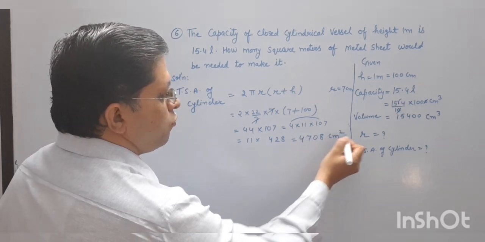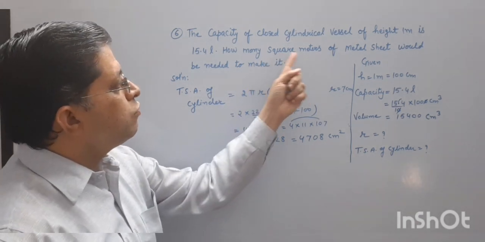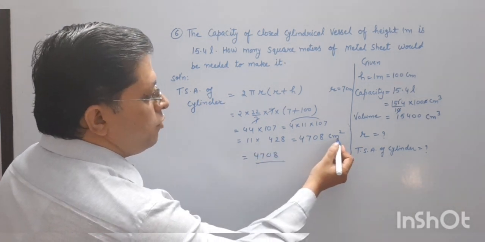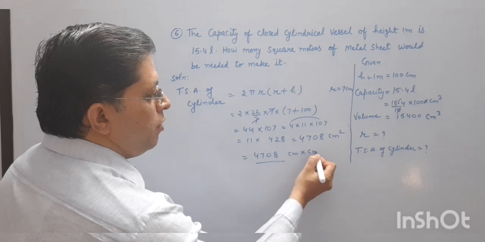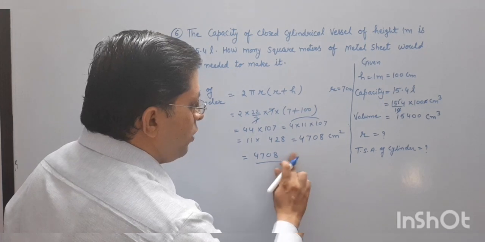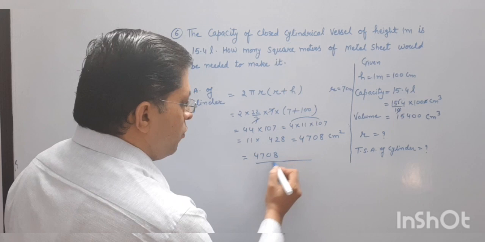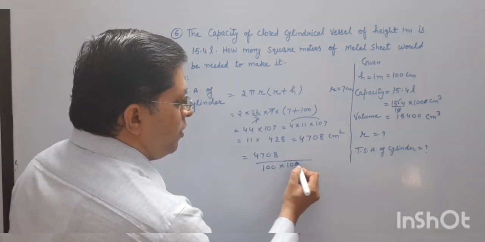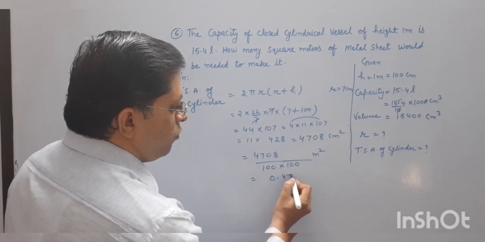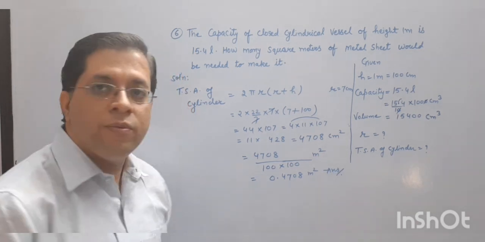4708 centimeter square. Okay, but you have to convert and give the answer in square meters. Centimeter square means centimeter into centimeter, and you have to convert into meter into meter. So what to write? In 1 centimeter, there is 1 upon 100 meters. So divide by 100, divide by 100, and you can write your meter square. So this will be 0.4708 meter square of sheet required.